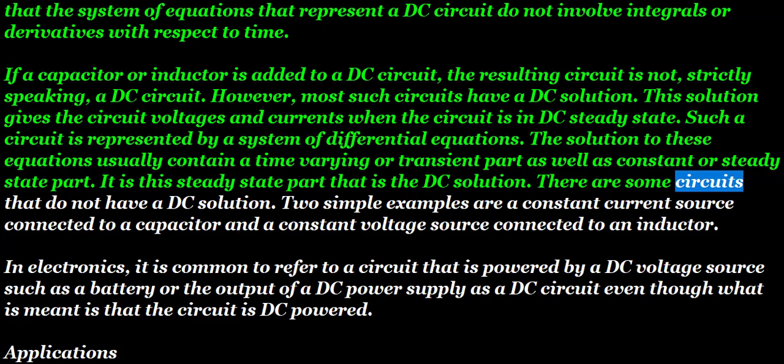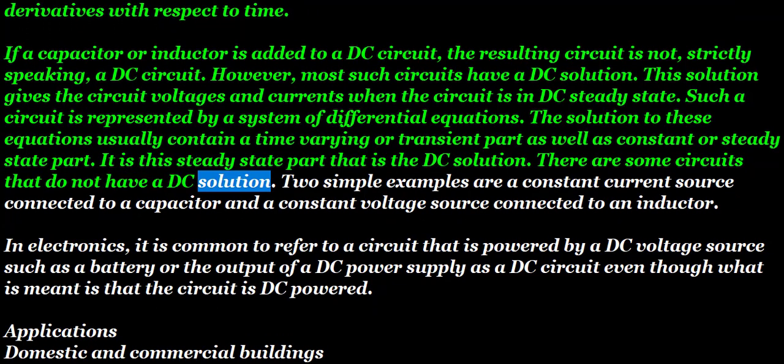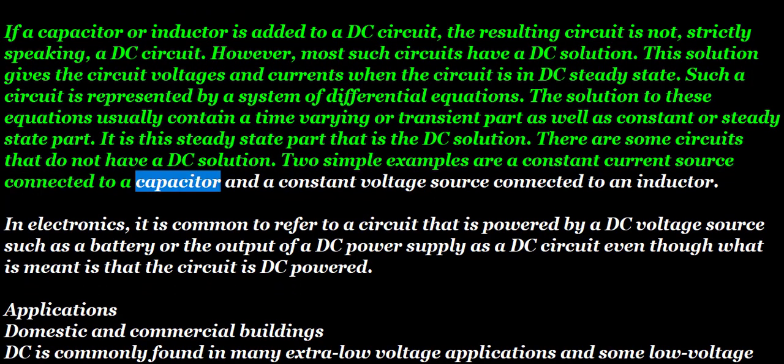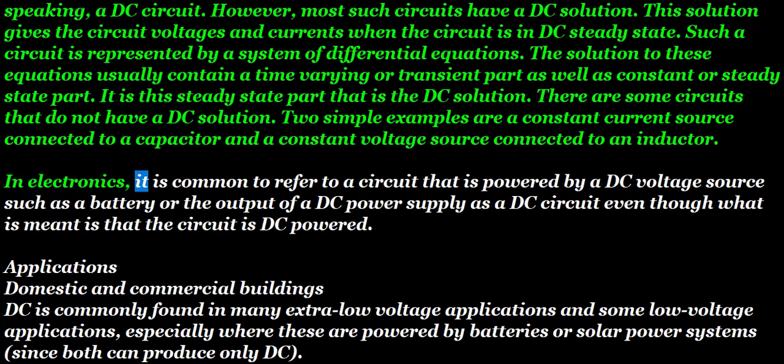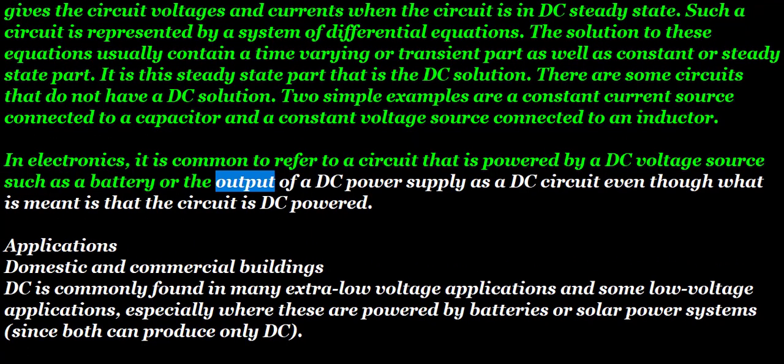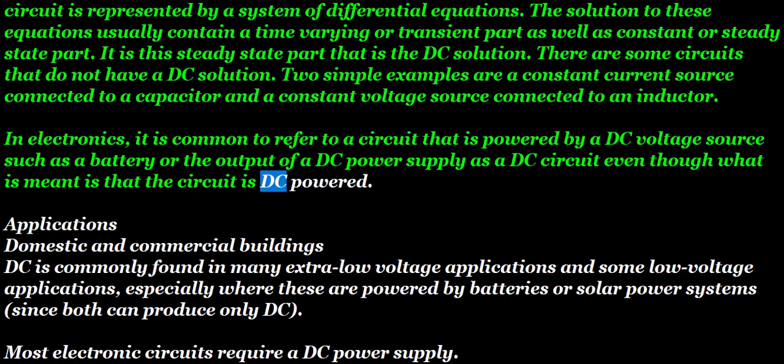There are some circuits that do not have a DC solution. Two simple examples are a constant current source connected to a capacitor and a constant voltage source connected to an inductor. In electronics, it is common to refer to a circuit that is powered by a DC voltage source such as a battery or the output of a DC power supply as a DC circuit, even though what is meant is that the circuit is DC powered.